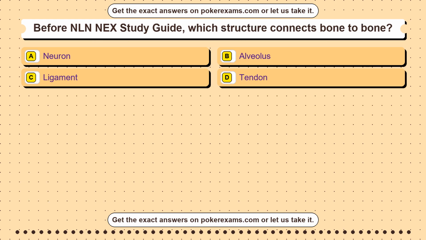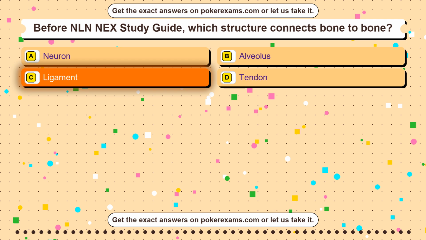Question 15. Before GED scientific method practice, how should 0.25 be written as a fraction? Option A 2/5. Option B 25/10. Option C 1/4. Option D 1/2. The correct answer is option C.